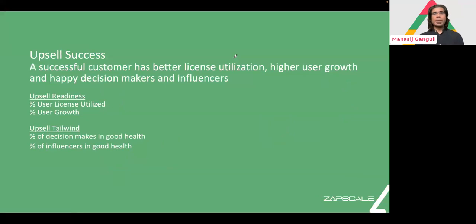So, okay, upsells are very important to track. A customer which shows good upsell possibility is a customer which is better for you because they can give you more money. And it's very important for customer success qualified leads to come through from this process. So how do we find them out? Here are two important pointers. One is upsell readiness, and another is the upsell tailwind. Let me unpack them just in a minute.